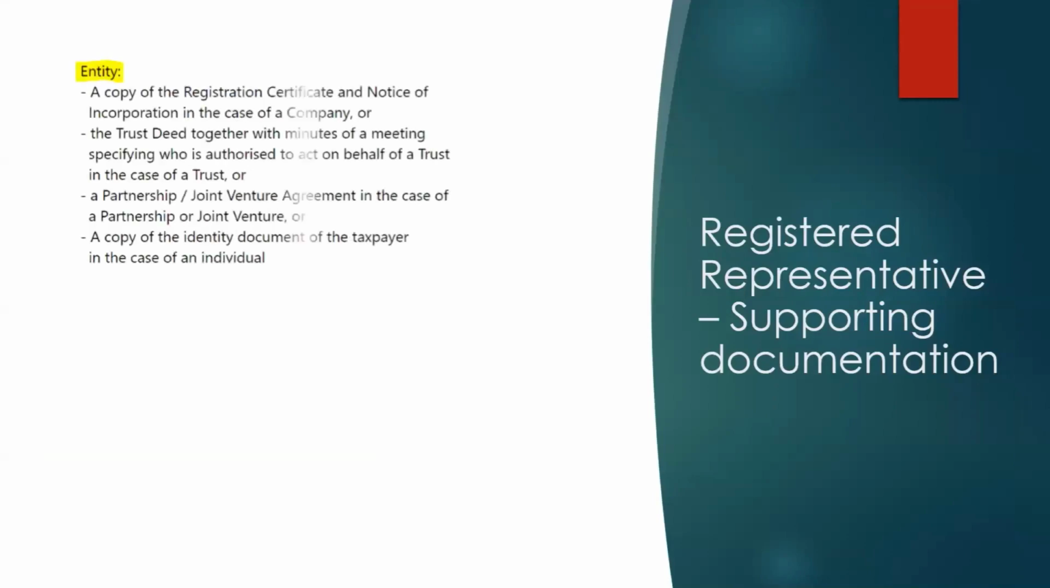So for all three of these ways, when you're updating the registered representative, you're going to need to provide supporting documentation from the entity. So this would be either your CK documents, your CRR documentation, either a trust deed or any registrations in terms of a partnership, as well as a copy of the identity document of the taxpayer if it's an individual. So that would be the information around the entity.